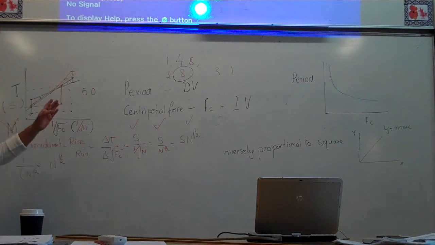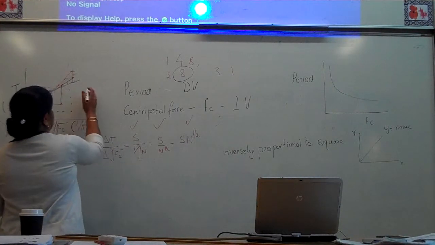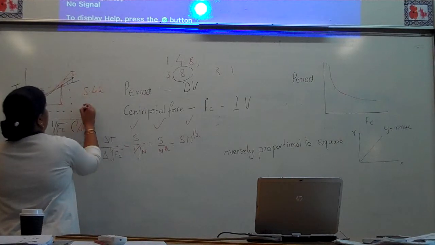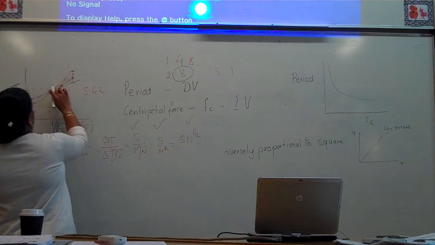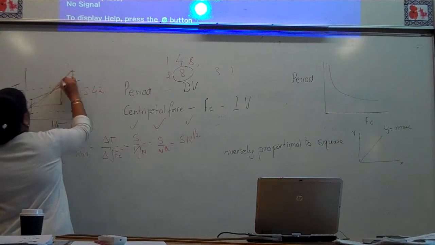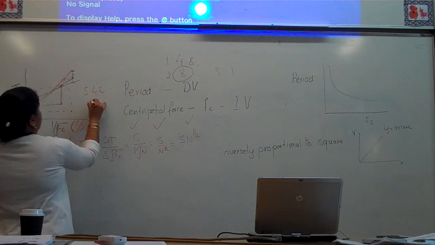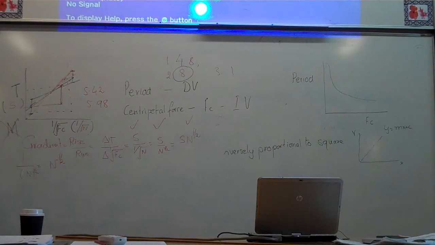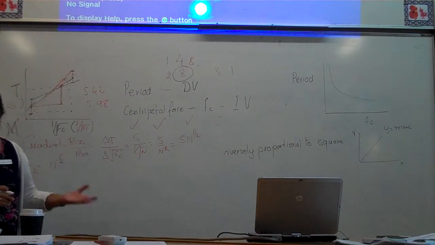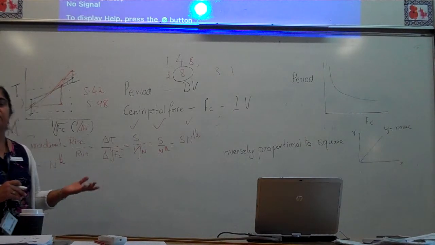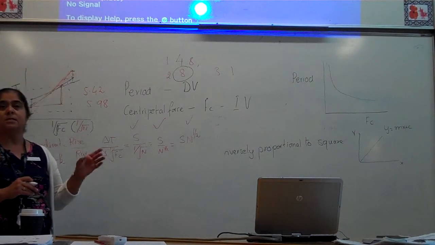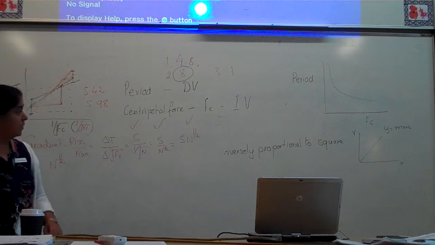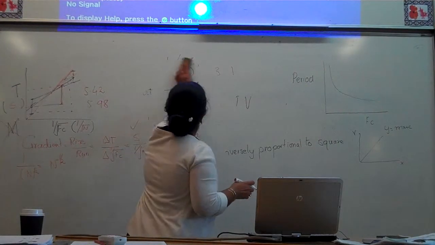Okay, so let's suppose the gradient was 5.42 and the error line gradient which we had initially, the red one, was 5.98. You won't have such a big difference, it's going to be a smaller difference. That's why I've tried to bring the numbers closer. What do we have to calculate from here now? Uncertainty in the gradient. So how do we calculate the uncertainty in the gradient?